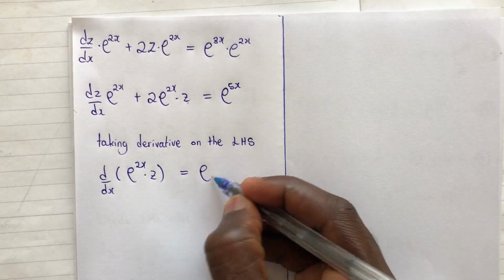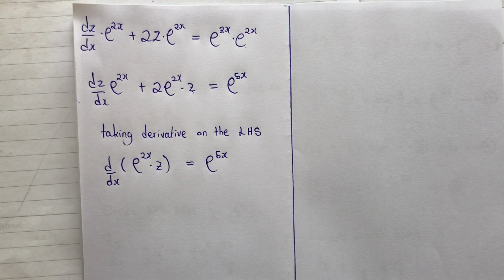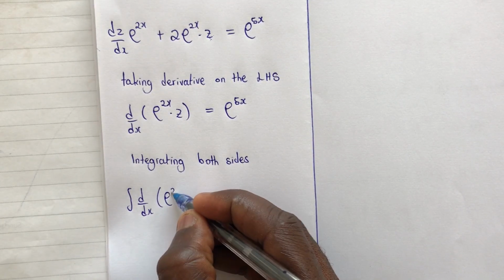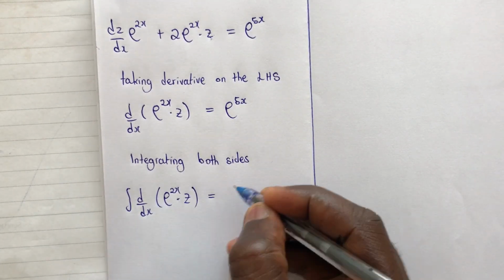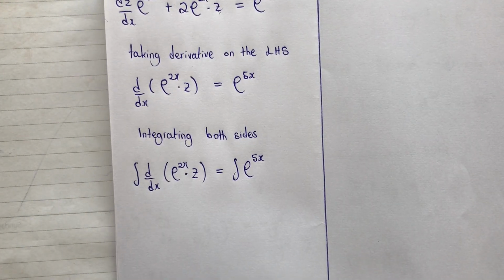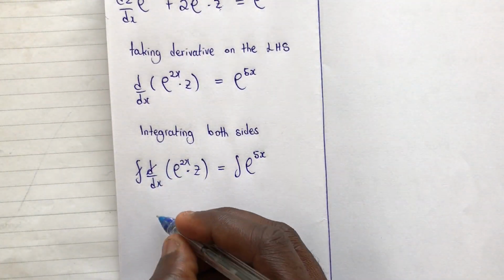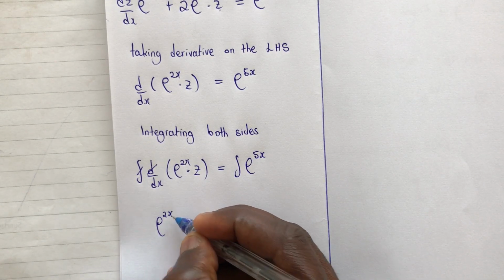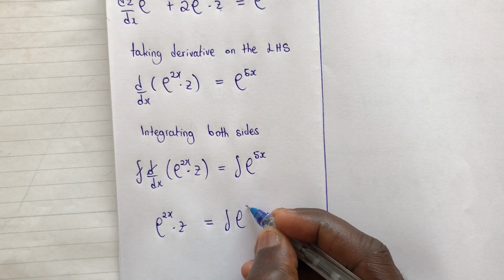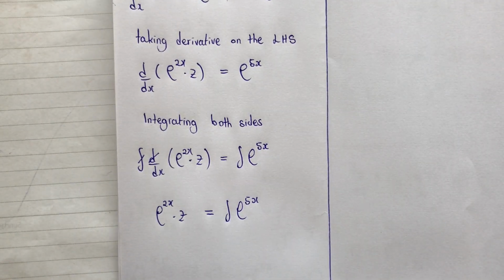e^(5x). Your next step is to integrate both sides of the equation. We have the integral of d/dx of e^(2x) z equal to the integral of e^(5x). Now this will take care of this. We are left with e^(2x) times z equal to the integral of e^(5x). Now we need to integrate the right hand side of the equation.